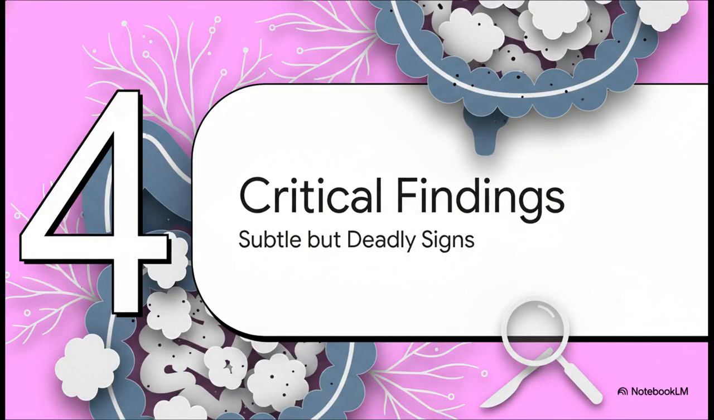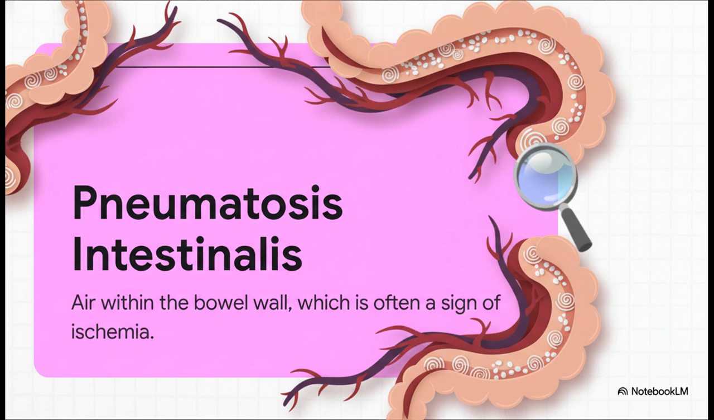Lastly, let's cover a few more signs. Now, these can be a bit more subtle, but they are incredibly important and they're all related to air being in places it has no business being. Spotting these findings is what separates a good doctor from a great one. First up, we have pneumatosis intestinalis. Now, this isn't free air in the abdomen. This is air that has somehow gotten into the wall of the bowel itself. This is a very, very ominous sign.